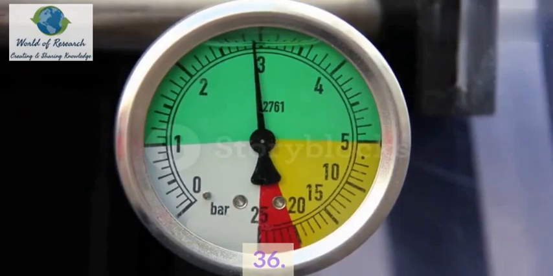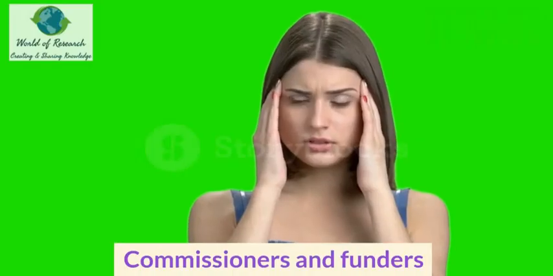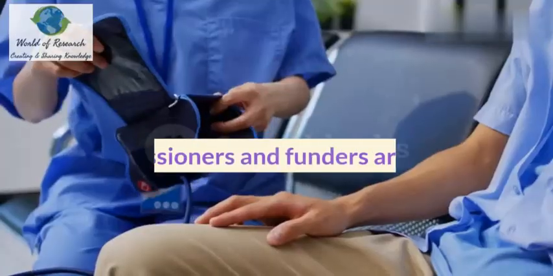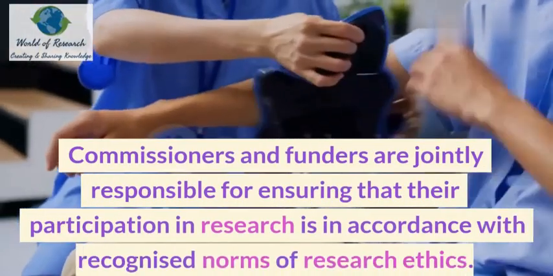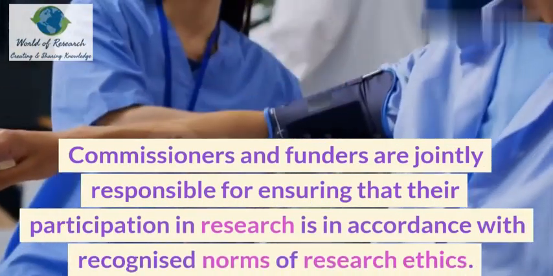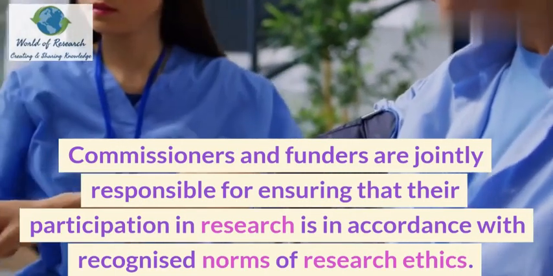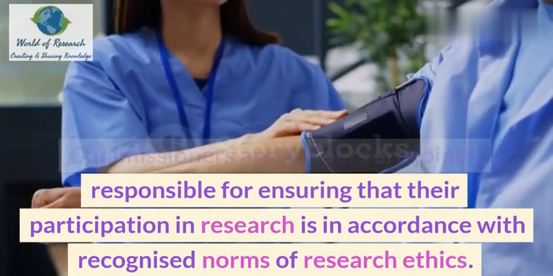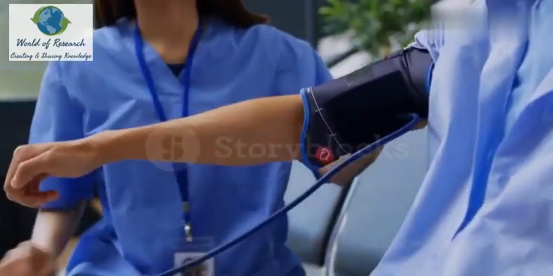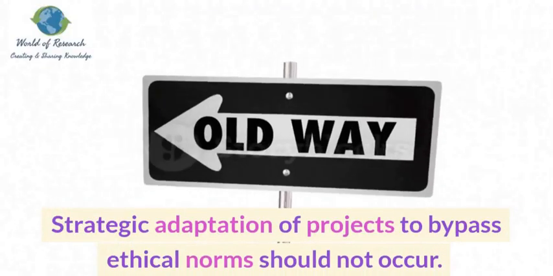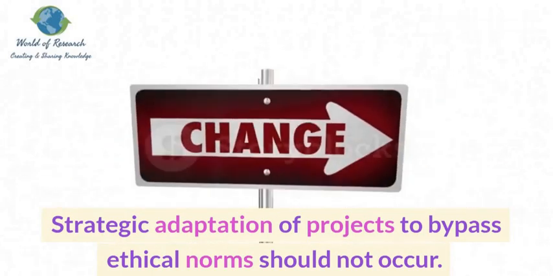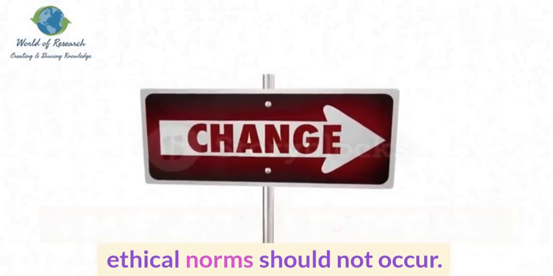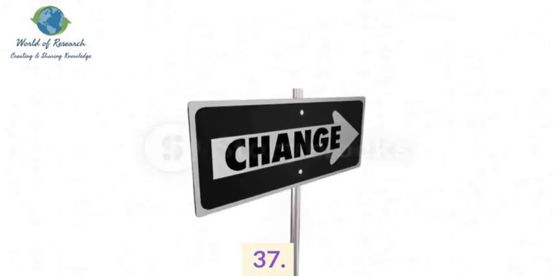Number 36. Commissioners and funders. Commissioners and funders are jointly responsible for ensuring that their participation in research is in accordance with recognized norms of research ethics. Strategic adaptation of projects to bypass ethical norms should not occur.